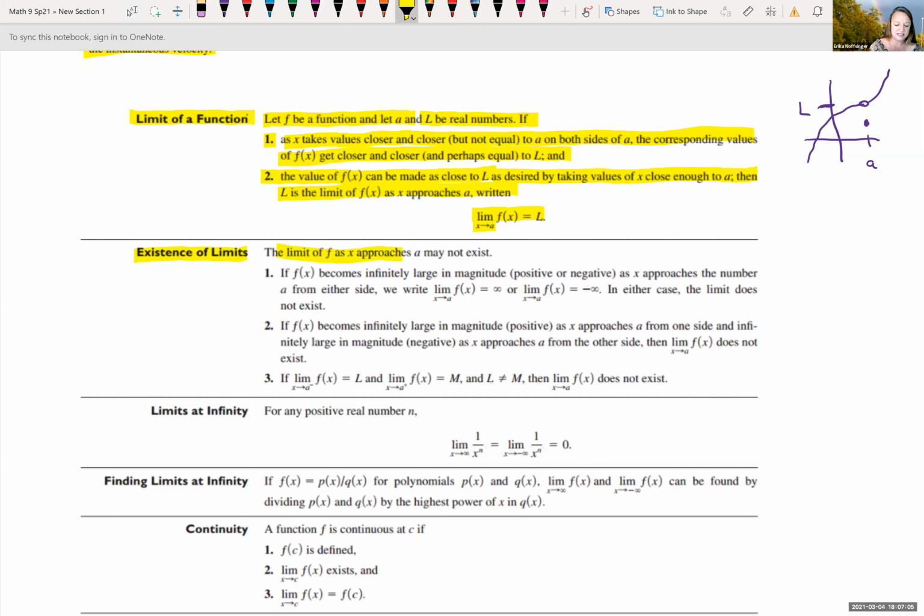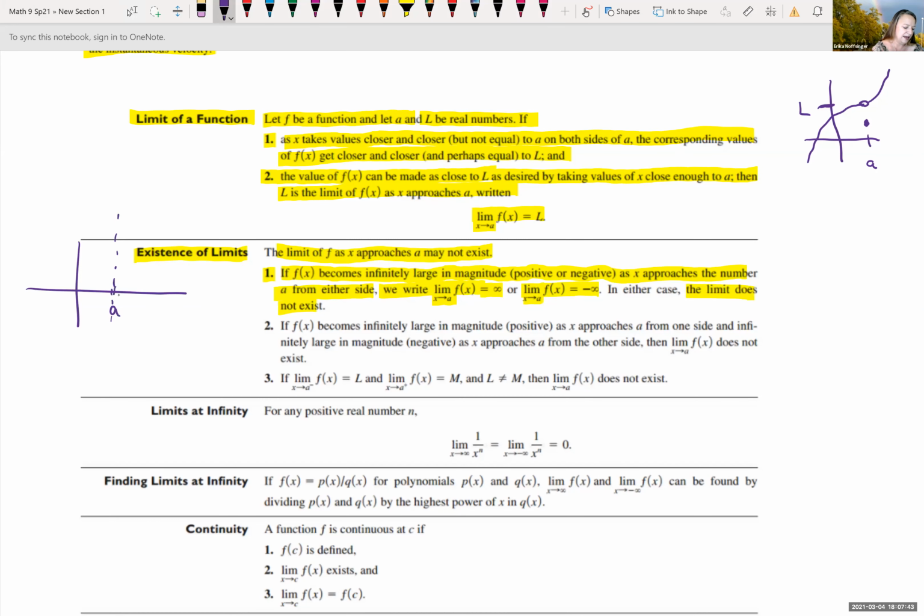So the limit of f as x approaches a may not exist. One, if f of x becomes infinitely large in magnitude, positive or negative, as x approaches the number a from the left or right, we write it as the limit as x approaches a of f of x equals infinity, or the limit as x approaches a of f of x equals negative infinity. Even though we say that it goes to positive or negative infinity, the limit does not exist. In this case, this is where we had a vertical asymptote at a.